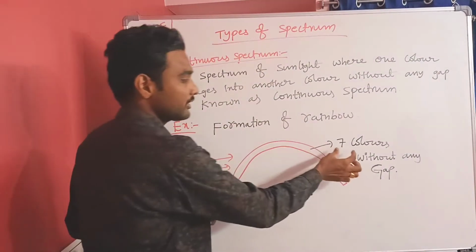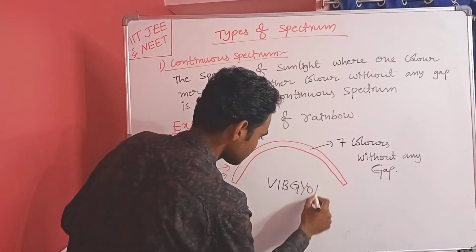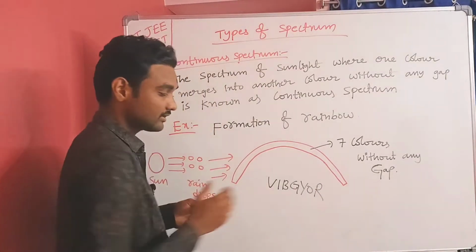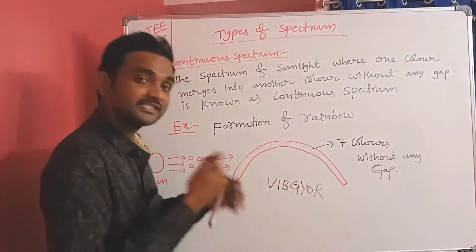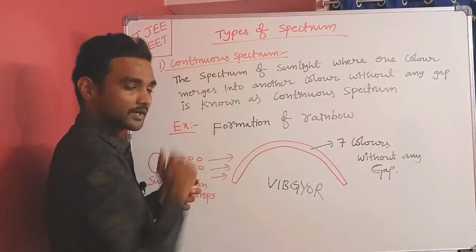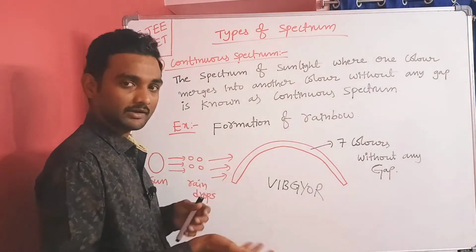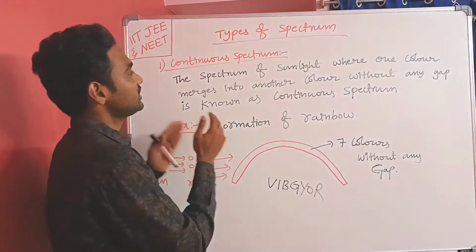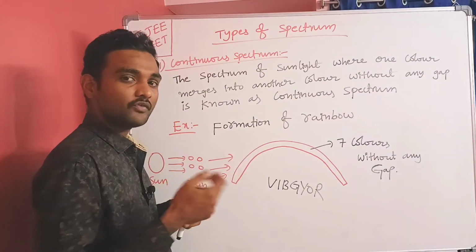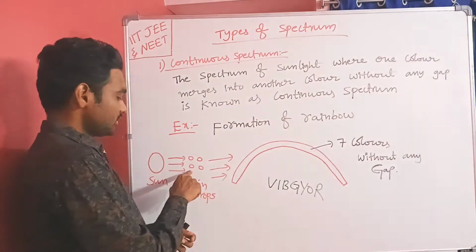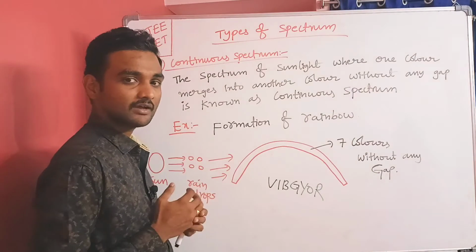In the rainbow there are 7 colors. If you observe the rainbow properly, without any particular gap, the 7 colors merge. So it is the best example for continuous spectrum. Continuous spectrum means that without any gap, one color merges into another color. The best example is the formation of a rainbow. During rainfall, the sun rays disperse through the raindrops and form the rainbow. Have you understood?